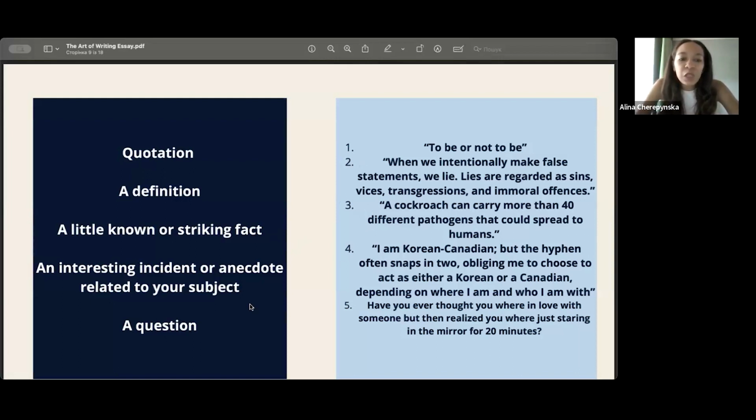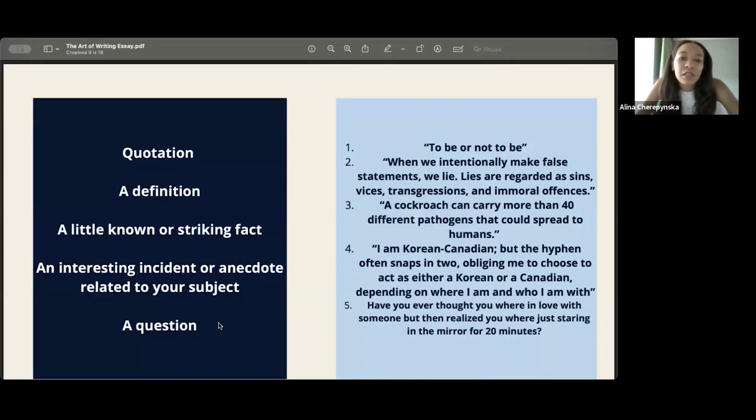The next one, you can use an interesting incident or anecdote related to your subject. But again, it must be brief. And please do not forget about your audience. Sometimes jokes are not appropriate. So, I'm Korean-Canadian, but the hyphen often snaps in two, obliging me to choose to act as either a Korean or a Canadian.